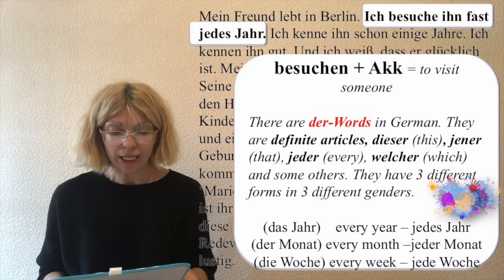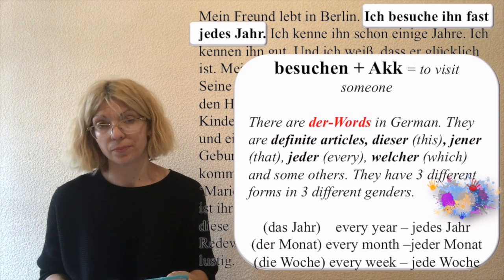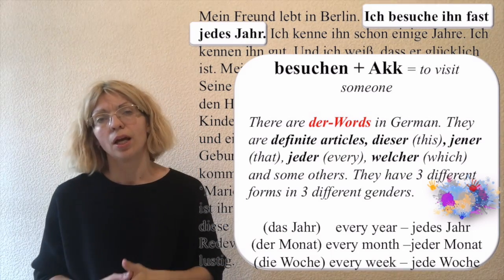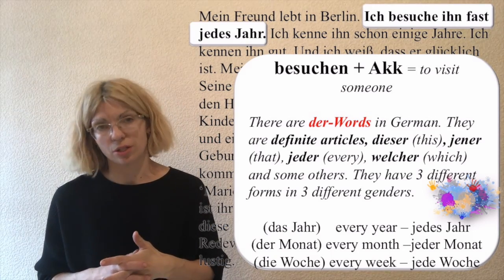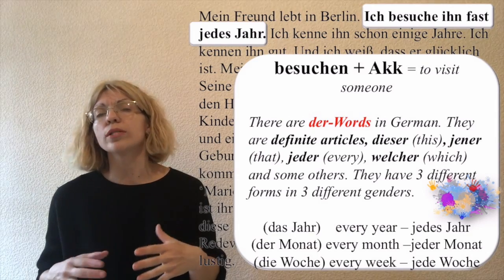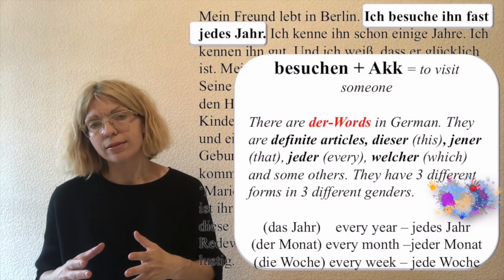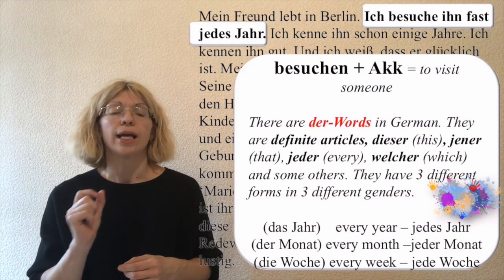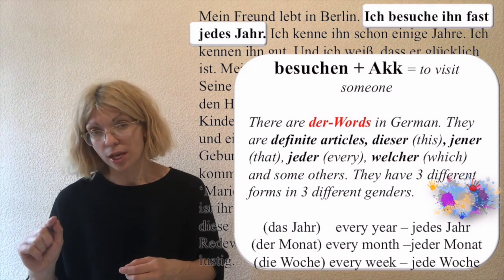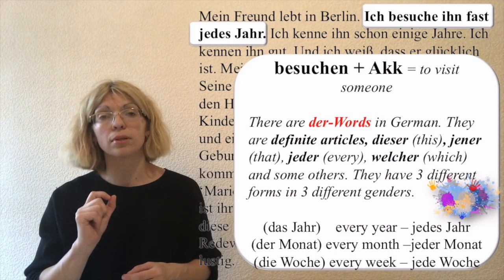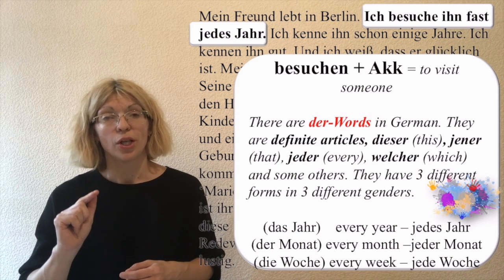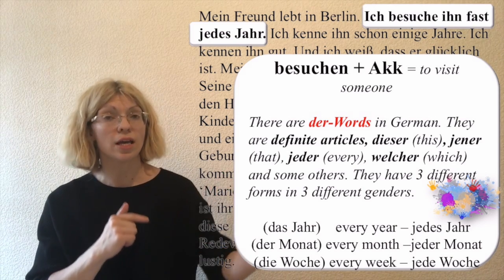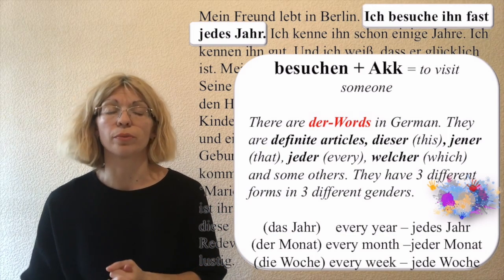Ich besuche ihn fast jedes Jahr. I visit him almost every year. Okay, first, besuchen means to visit. Besuchen always takes the accusative case. That's why I said ich besuche ihn. Don't forget to turn it into the accusative case. Okay? One more time: besuchen plus accusative. So if you want to say that, ich besuche ihn. Okay? I visit him. It's very important in German.